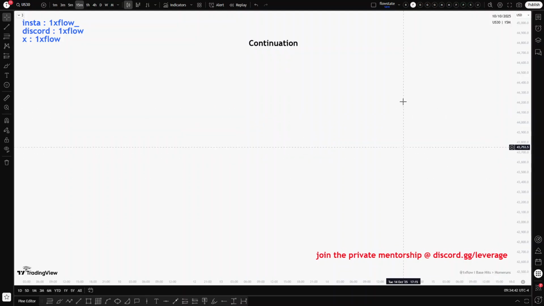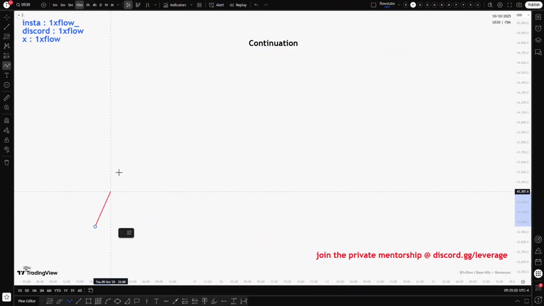All right, starting off with continuation here. Continuation will be the most important one that you need to understand every single time you look to take a trade. Now, as far as continuation goes, always follow your structure. So, understanding your higher highs, your higher lows, your lower highs, and your lower lows. Again, notice your strong highs, your strong lows. We'll talk a little bit more about what that means in just a second.